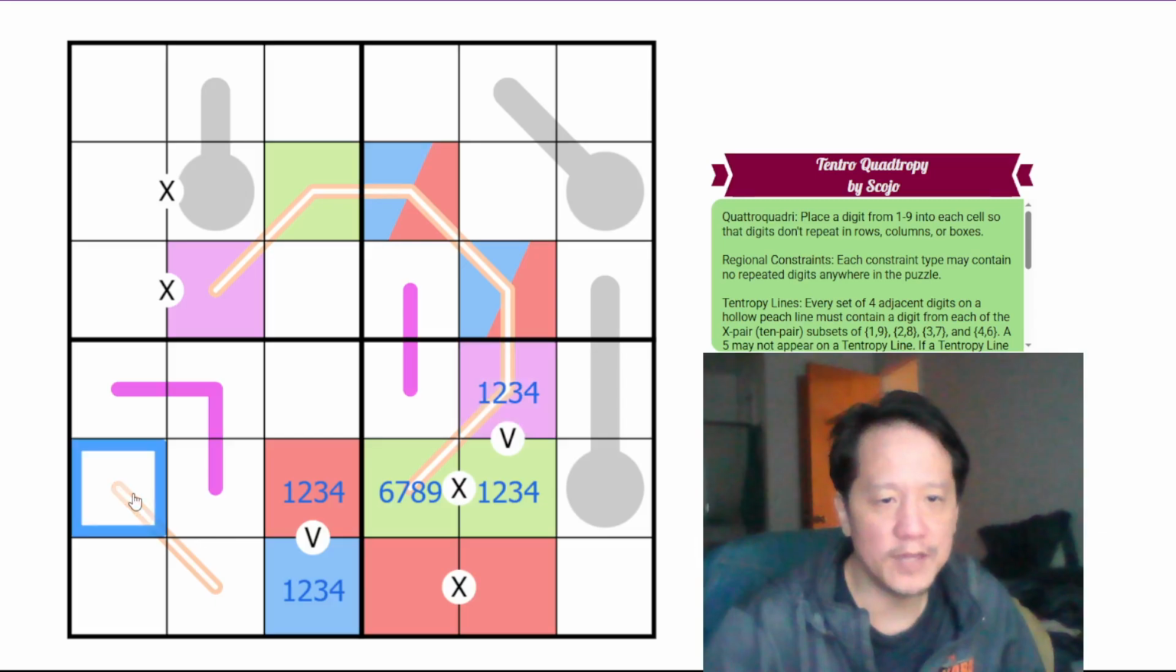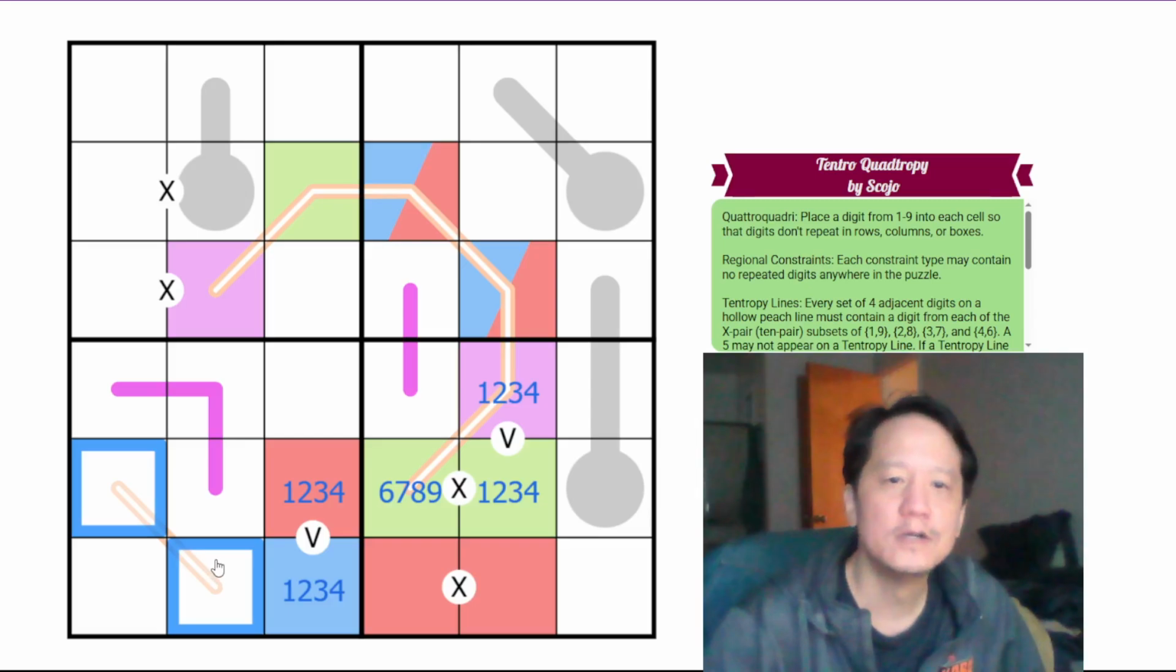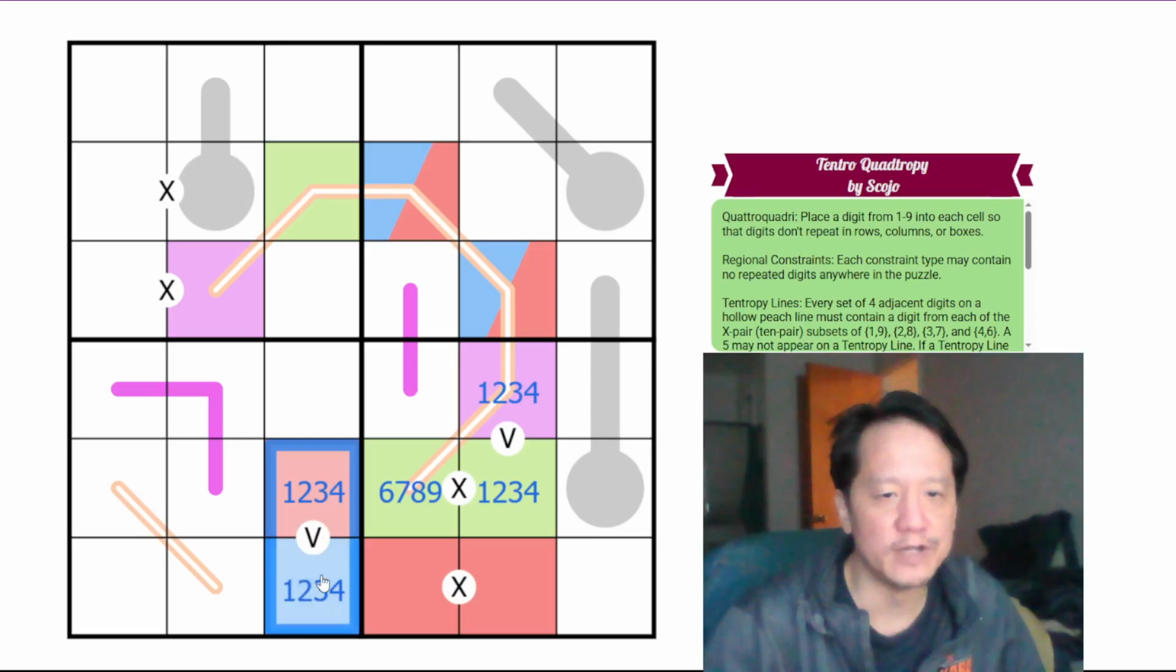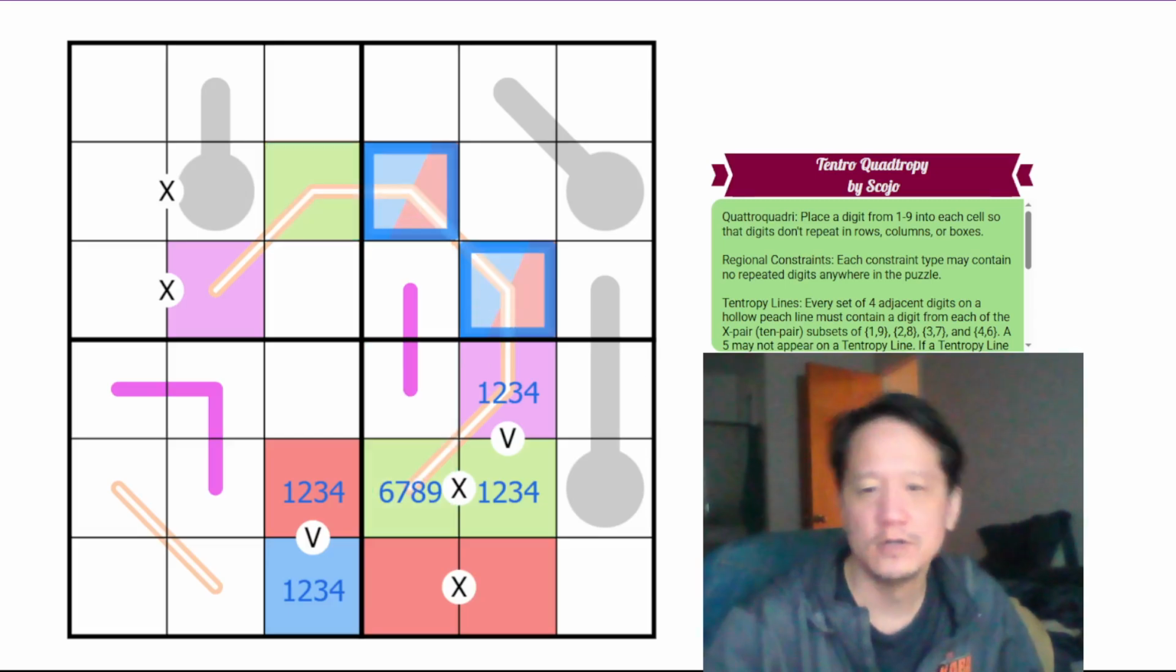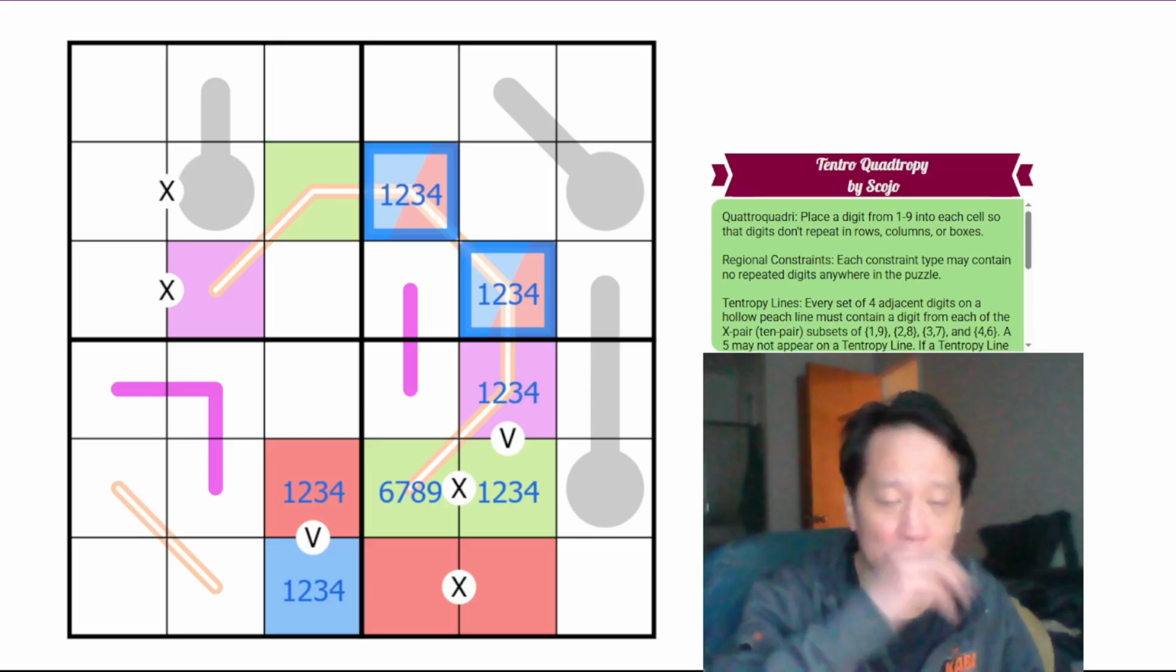Well, these cannot be the low blue or reds, because if they were, then, well, they can't be because we have a low red, blue, and red in the box. So where are the low blue and red on the Entropy line? They have to be here. So this is 1, 2, 3, 4, the low blue and red.